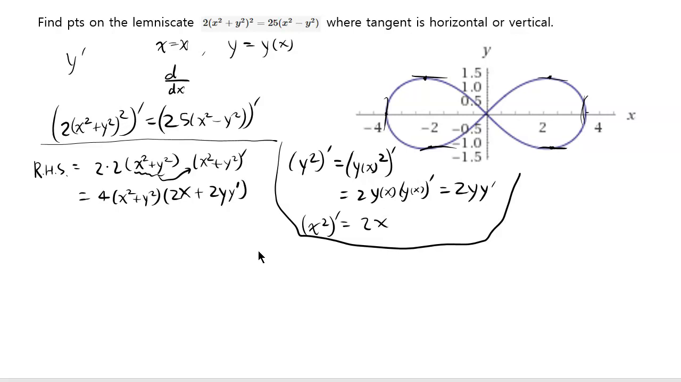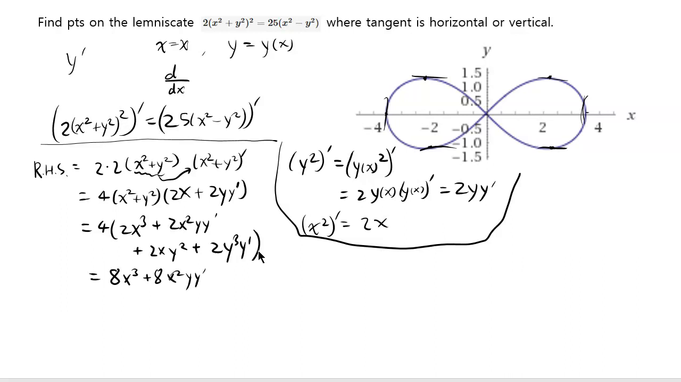Now, your goal is to try to find y prime, and it really helps when you expand everything. So we're just going to expand this using FOIL. First, x squared times 2x is 2x cubed. X squared times 2y, y prime is 2x squared y, y prime. Plus y squared times 2x is 2xy squared. Plus y squared times y is y cubed, so it's 2y cubed y prime. So when you multiply by 4, that's 8x cubed plus 8x squared y, y prime plus 8xy squared plus 8y cubed y prime. Okay, that's your left side.